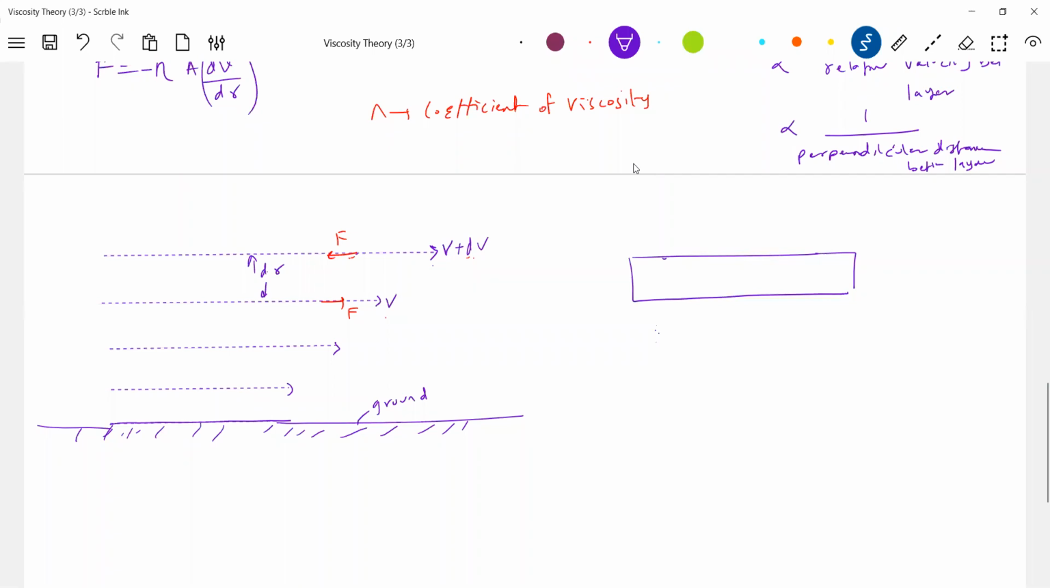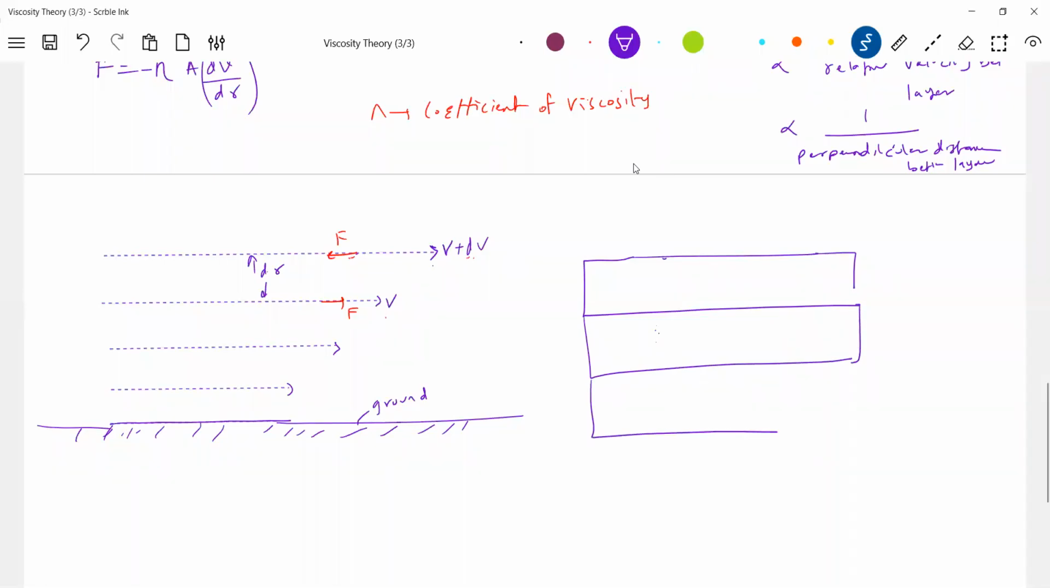If I show gap again, you'll get confused. Once again, I'm coming because this is what you have to understand. So this is what you call layer 1 velocity, V2, V3. Is it okay now? So let's take this one. What is the separation between them? A, this is B.